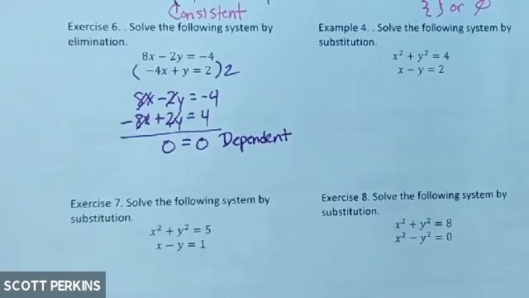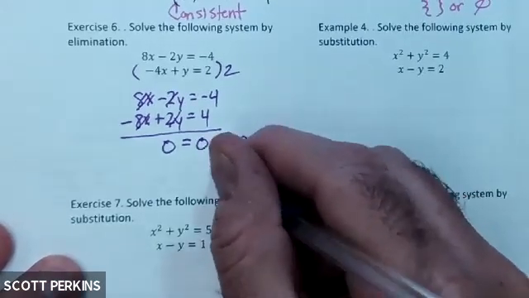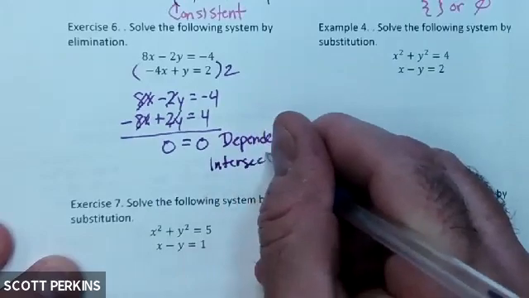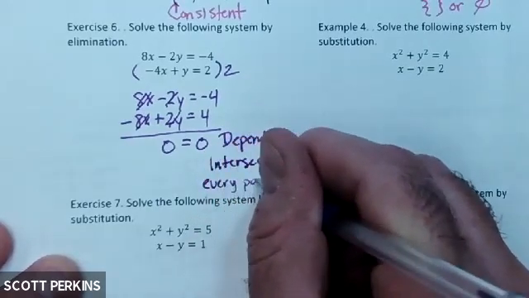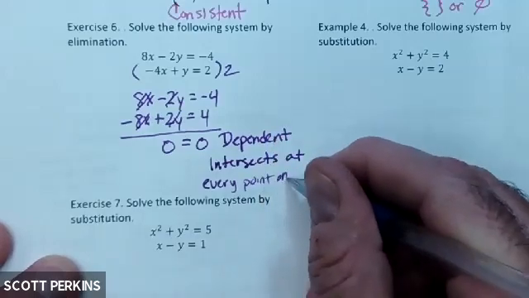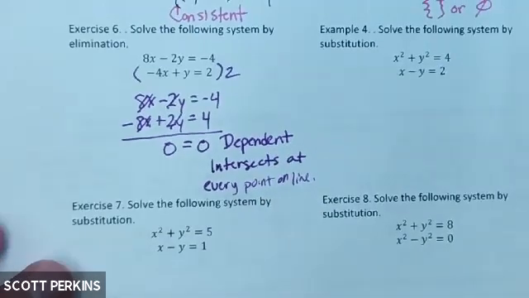What it means to have a dependent system is that if we went back and graphed those two original lines, it's the same line. And so when you graphed them, they'd be one on top of the other. And when it's one line on top of the other, what that means is it intersects at every point on the line. So the challenge in a dependent system is writing our answer.